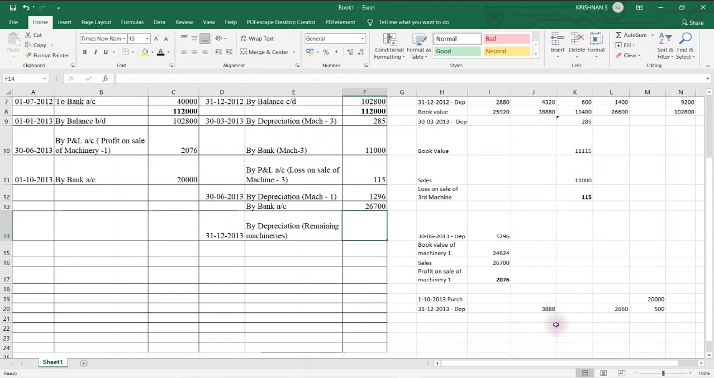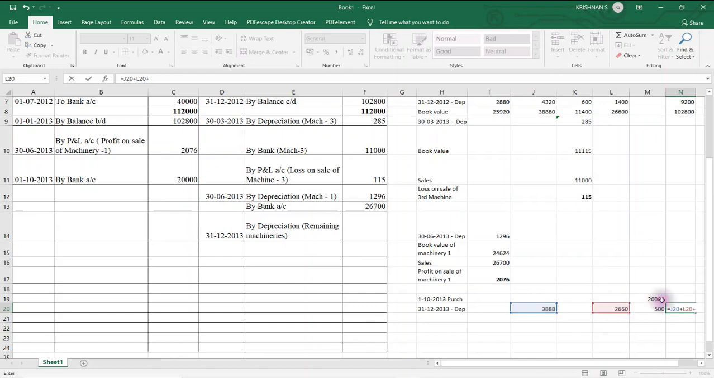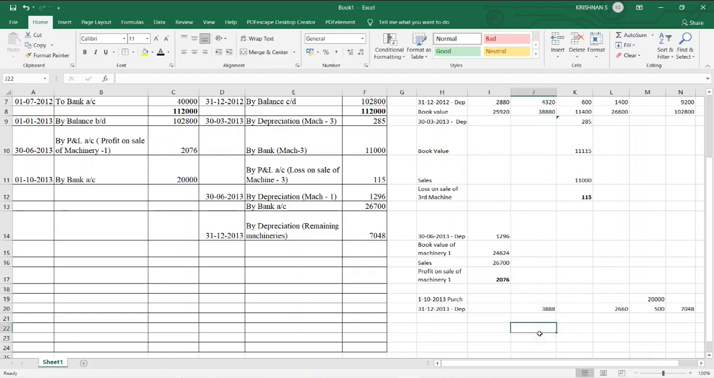So how to calculate the depreciation on the remaining machineries? We already calculated it here. If you add all this depreciation together, you get the total depreciation. So 7,048 is the total depreciation of remaining machineries. Okay, now we have to calculate the total book value of all the machineries.